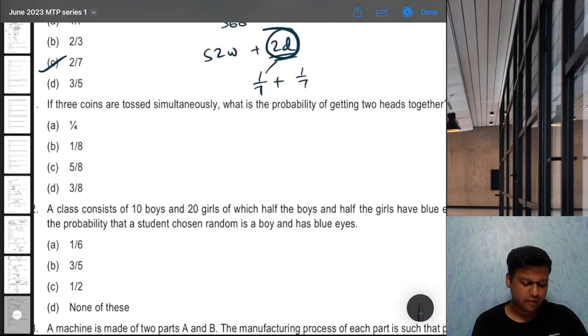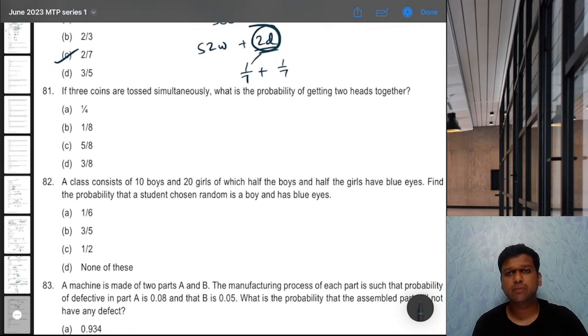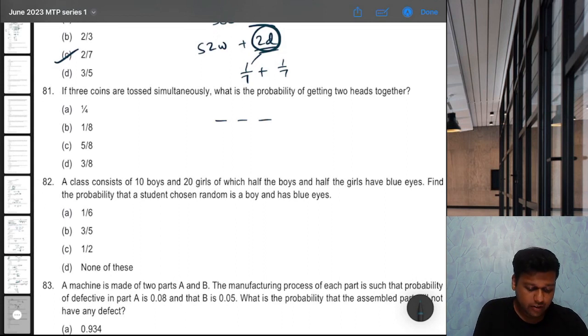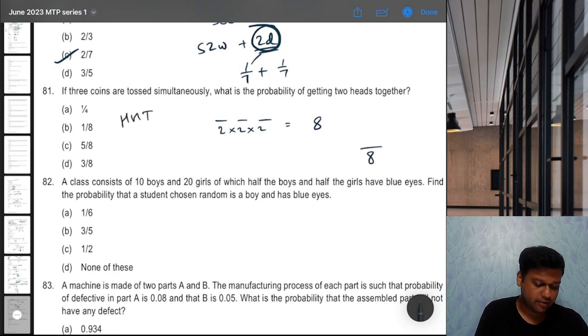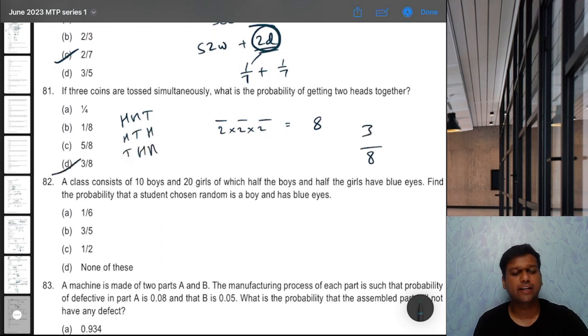Next, if 3 coins are tossed simultaneously, what is the probability of getting 2 heads together? Okay. 3 coins are tossed simultaneously. If there are 3 coins, for each coin there are 2 possibilities, right? 2 possibilities and 2 and 2. So total is 8. So first of all, denominator is 8. We want 2 heads. So we can just count it manually also. So it can be HHT, HTH or THH. So 3 by 8, option D is the correct answer.